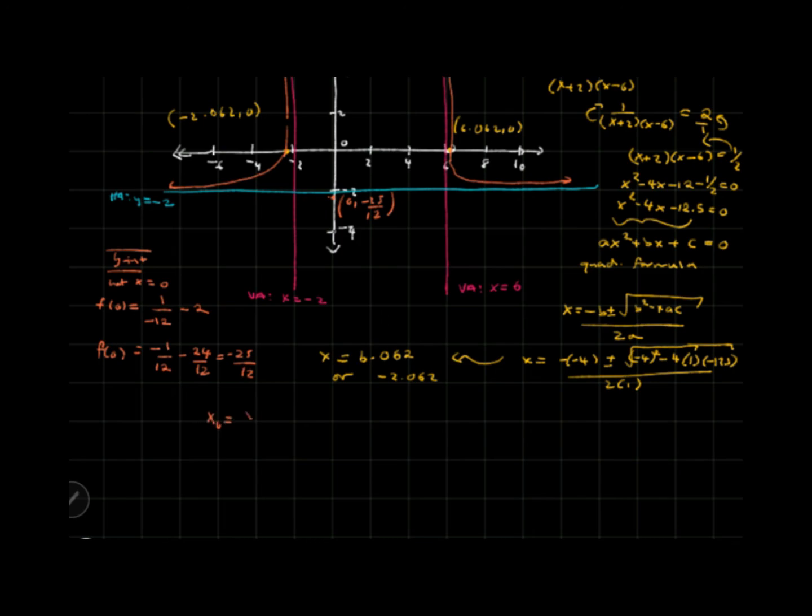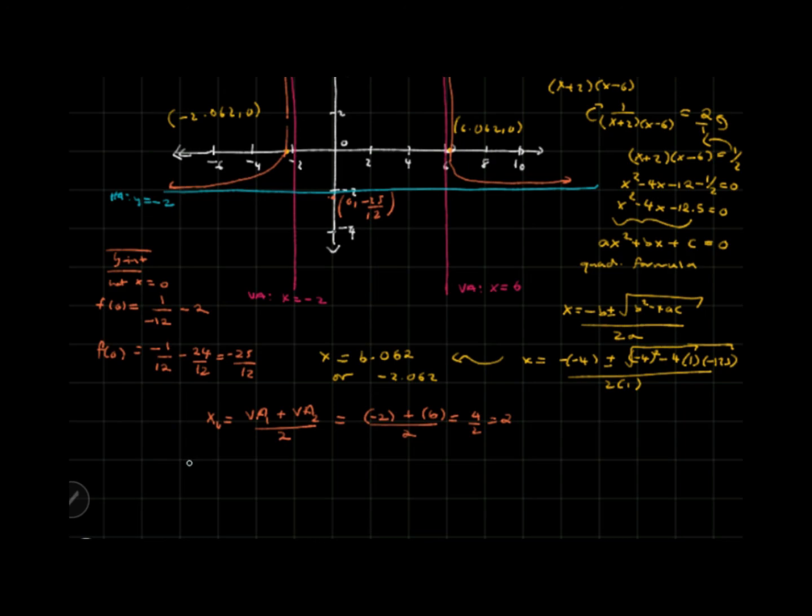The parabola has a vertex, and this is something you want to remember: the x value of the vertex is the midpoint of the vertical asymptotes. So you have vertical asymptote 1 plus vertical asymptote 2, divided by 2. The first vertical asymptote here is negative 2, the second is 6, and you divide by 2, so you get 4 over 2, which is 2. So the x value of the vertex is 2.